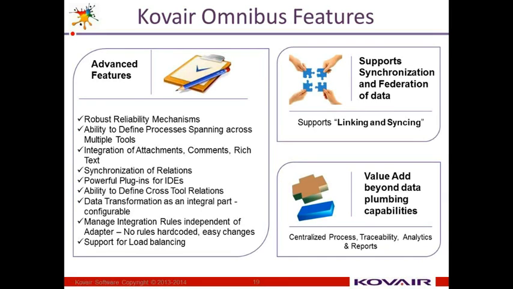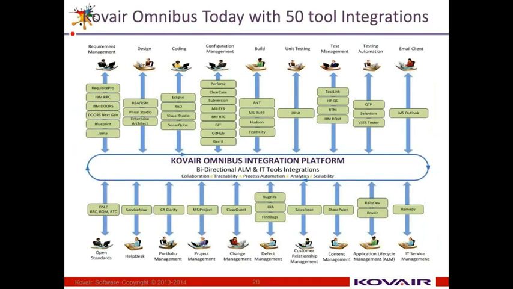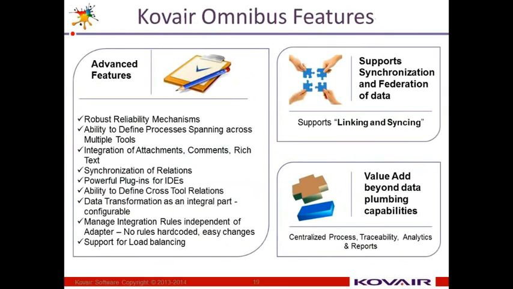Manage integration rules. So in Kovair Omnibus, the integration rules are not hard-coded in the Kovair Omnibus engine or any of the tool adapters. We also have support for load balancing. Then we have support for synchronization and federation of data. So Omnibus supports synchronization and federation of data. Synchronization is supported by moving the data from one tool to another, and federation through the Kovair Omnibus plugin capabilities and OSLC linking. And we also add value beyond data plumbing capabilities.